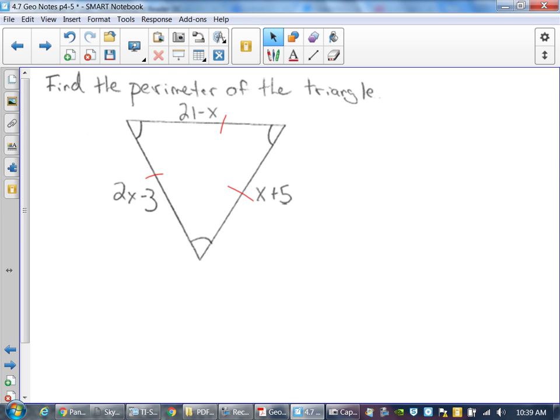Do I set them equal to 180? No, because they're side lengths, not angles. Angles you could add up to 180. Side lengths you can't. You set them equal to each other. Very good. You have to set them equal to each other because of the tick marks. Now, does it matter which pairs I set together? Not at all. So 2x minus 3 is x plus 5. And then you have a two-step equation. Subtract the x, add the 3, what do you get? 8. Very good.